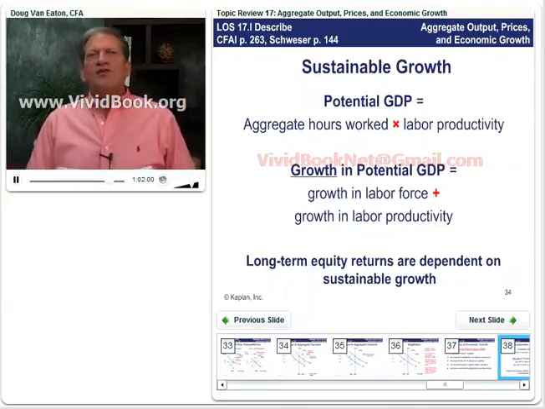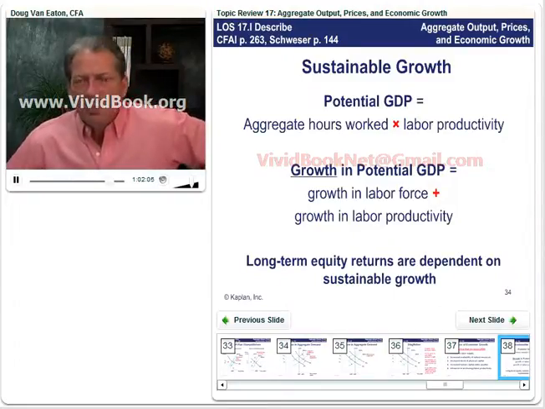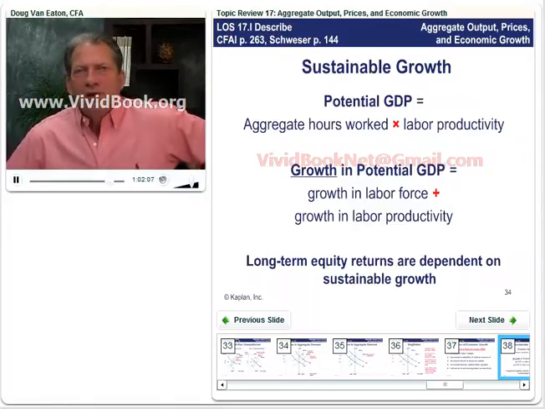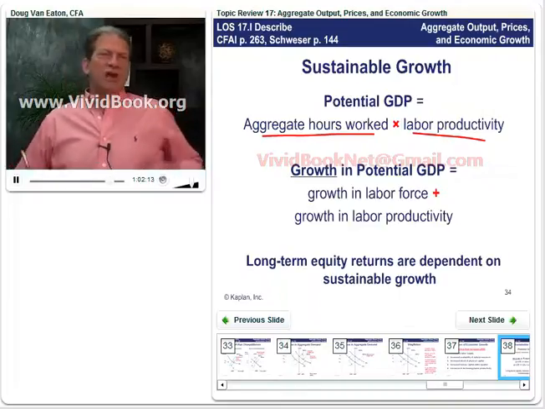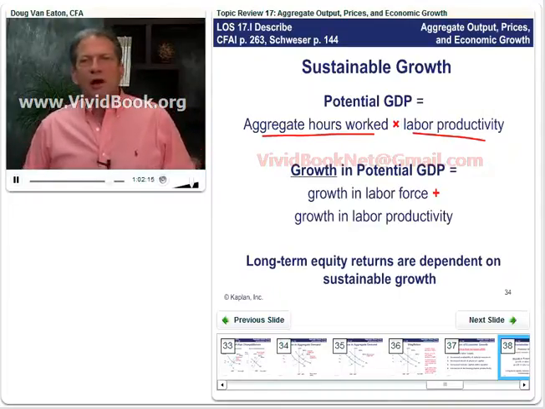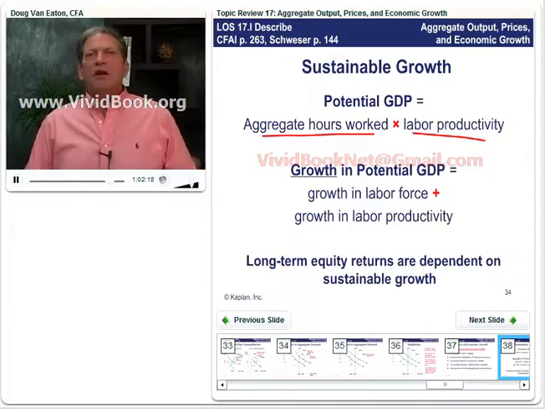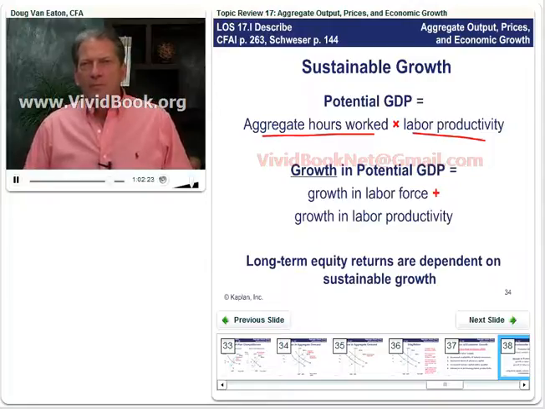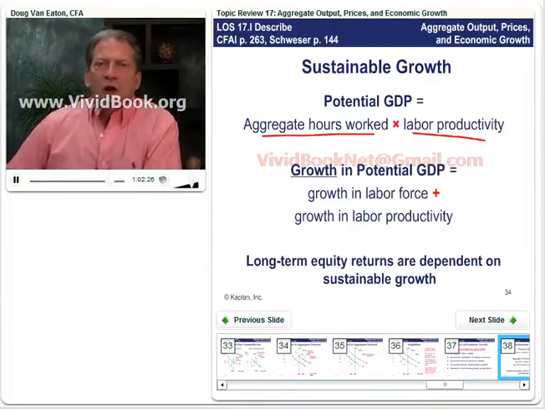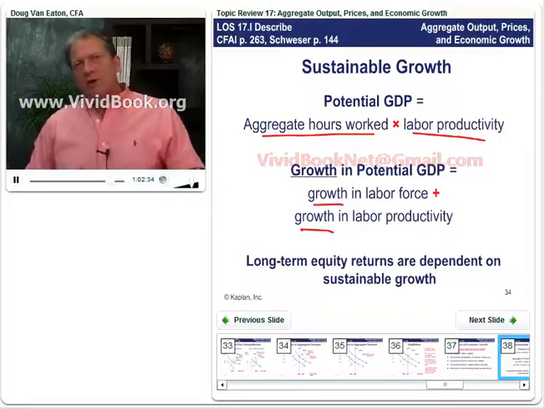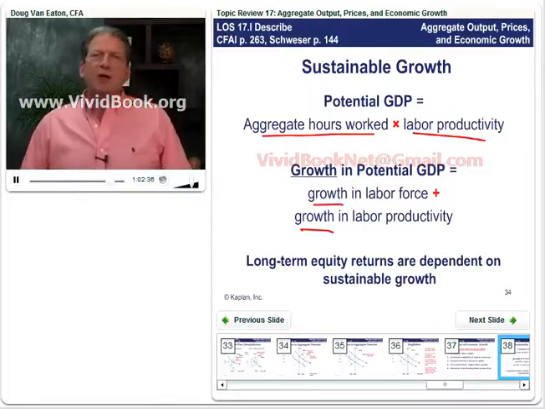So we need to define something called sustainable growth. Well, our potential GDP, or full employment GDP, if we take aggregate hours worked times labor productivity measured as value of output per hour, then it's clear to see that if we multiply those two things together, we'll get total potential output. This is going to grow from growth in the labor force and growth in labor productivity. Now, we talked about growth in capital, but now we've captured that in labor productivity.